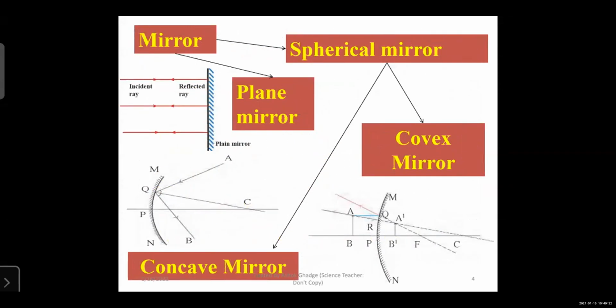So previously we have seen that a mirror is a reflecting surface, and there are two types of mirrors. First is spherical mirror and another is plane mirror. We have seen that the plane mirror is made from plain glass coated with aluminum or silver coating and a protective layer of lead oxide. Spherical mirrors are formed from spherical glass, and there are two types of spherical mirror. First is convex mirror and second is concave mirror.